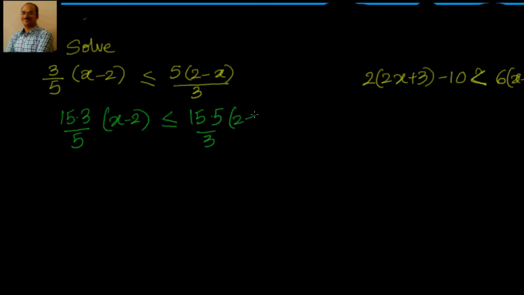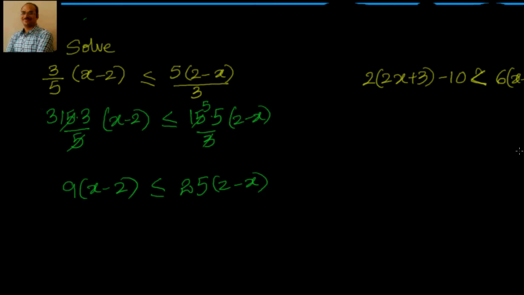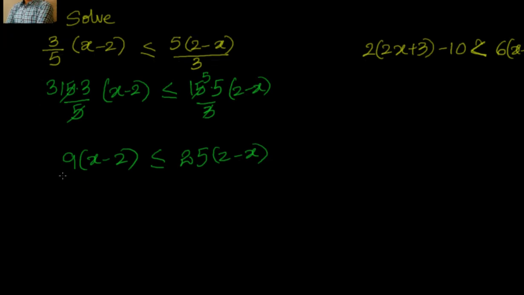2 minus x. Now 5 3 times and 3 5 times. So I will have nothing but equal to 9 into x minus 2 is less than or equal to 25 into 2 minus x. Now you can open up and you multiply each term. 9 into x is 9x minus 18 is less than or equal to 50 minus 25x.